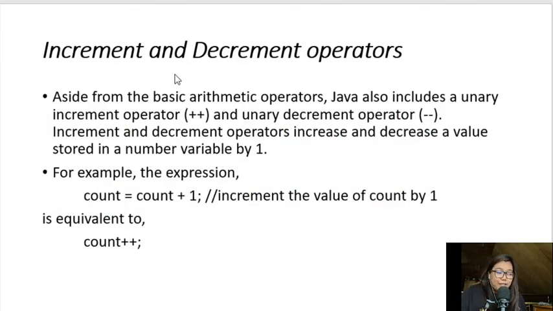Okay, so the next one is we have the increment and the decrement operators. So for the increment and decrement operators, we have this special operator for programming that we use, plus plus or minus minus, if we want to increase or decrease a value stored in a number variable by 1. So basically, count equals count plus 1 is equivalent to count plus plus. So for example, if the value of count is 3, and then you add plus plus to it, automatically it will be 4.